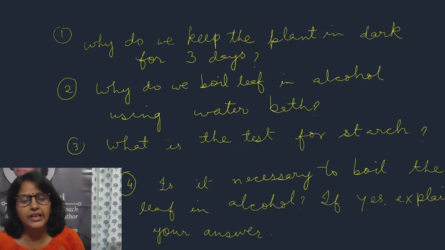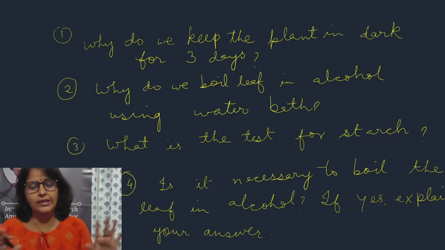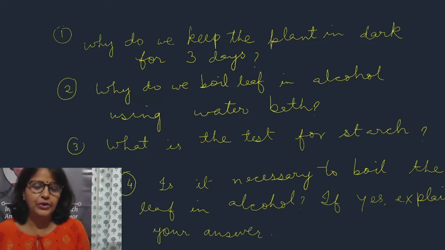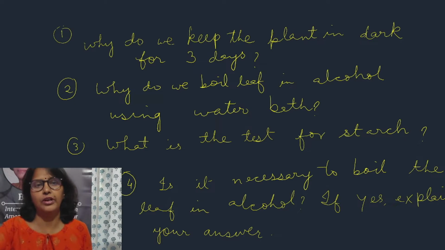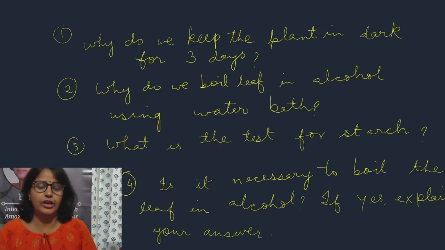Okay, why do we keep the plant in dark for 3 days? I hope you can answer this. We kept the plant in dark for 3 days so that all the starch is used up. Why do we boil the leaf in alcohol using a water bath? Alcohol is highly inflammable, so that it does not catch fire. What is the test for starch? Iodine solution turns starch blue-black.